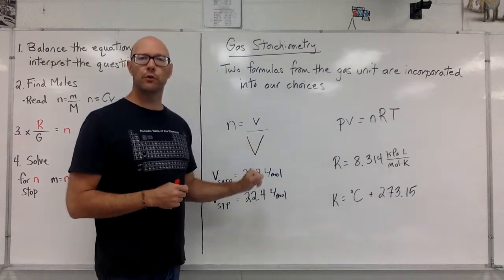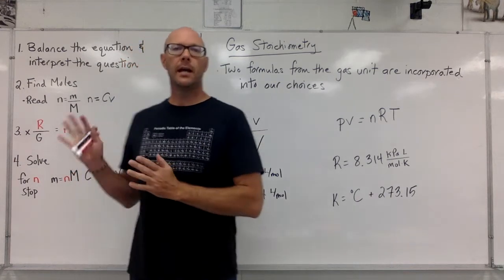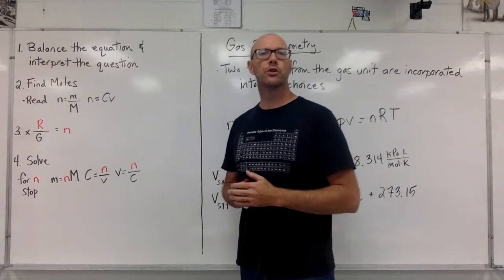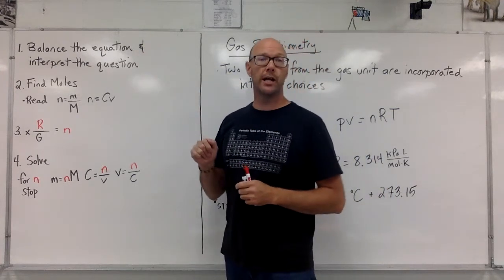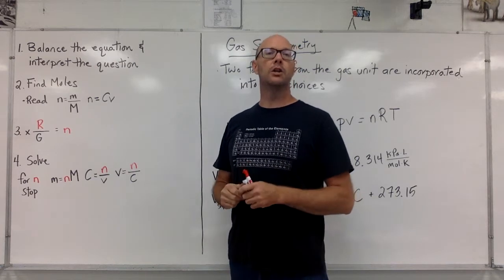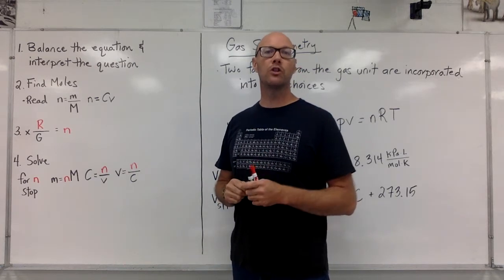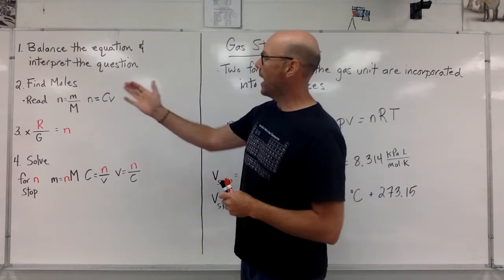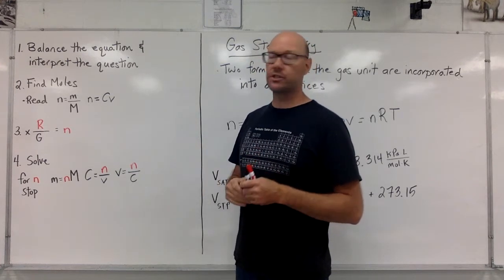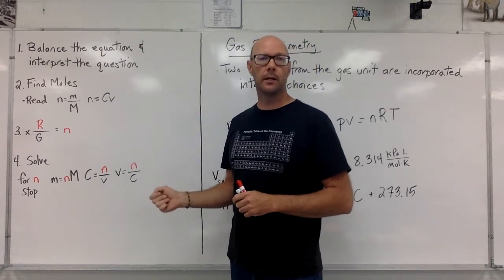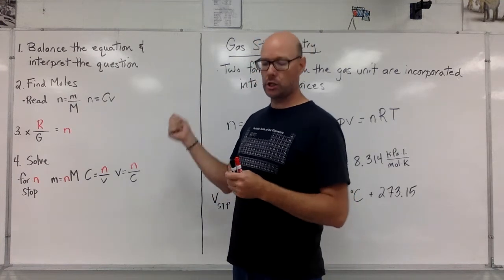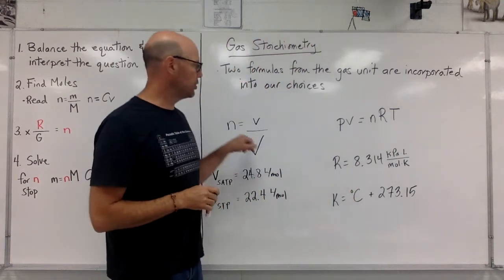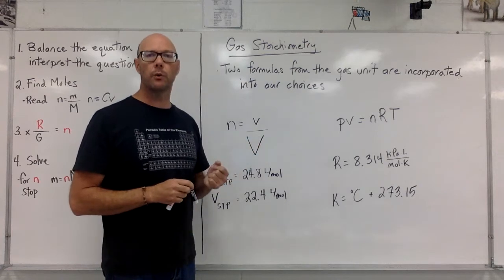So how do these two formulas get incorporated into our 4 established stoichiometrical steps? The first step, no change. Balance the equation, interpret the question. Now we're going to find moles. We have these 3 options already established. We could find moles by reading, by doing mass over molar mass, by doing concentration times volume. Now let's take these 2 and incorporate them into our steps.